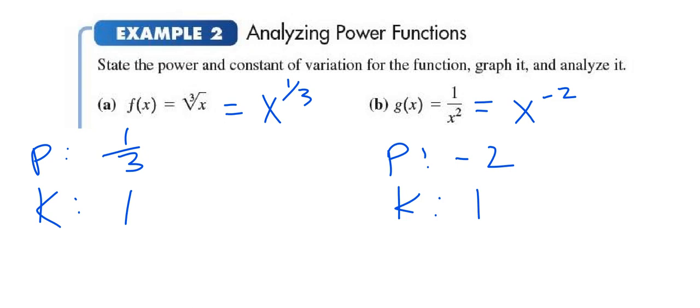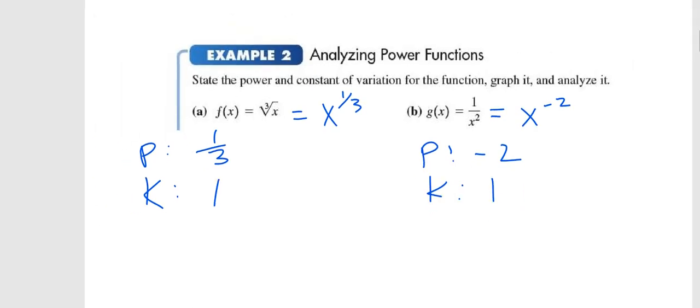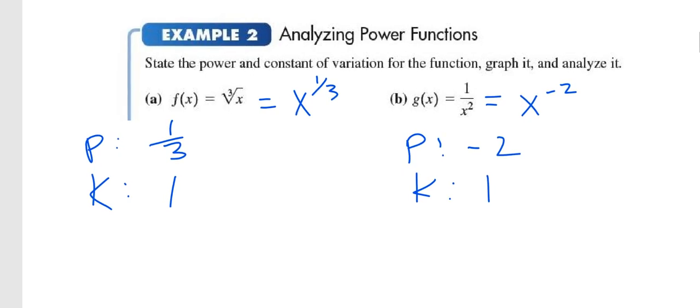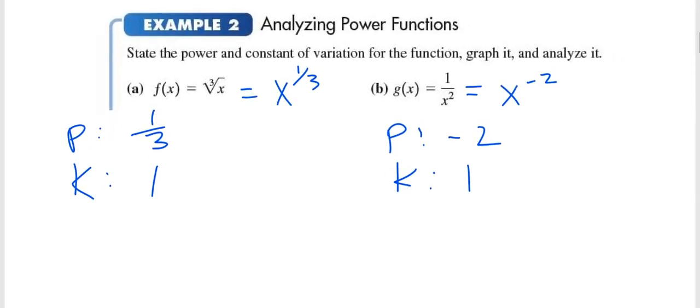That's kind of boring. Why didn't they do something? Why didn't they throw like a 3 or something? I don't know. Now they do say this, analyze it. Does that mean they want me to do a 10-step analysis on these things? Ooh.